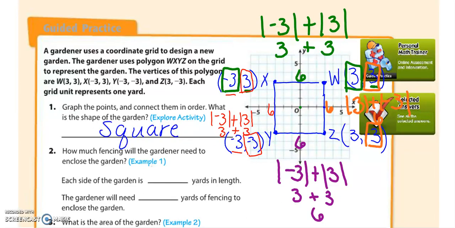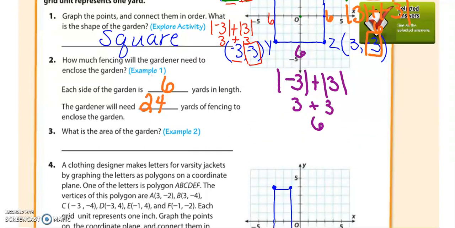Hopefully you did that on your own, and you have checked your work, and you know that the distance around the entire garden would be 6 times 4. So how much fencing will this gardener need to enclose his garden? Well, we know each side is 6, and 6 times 4 is 24. So he will need 24 yards of fencing to enclose his garden.